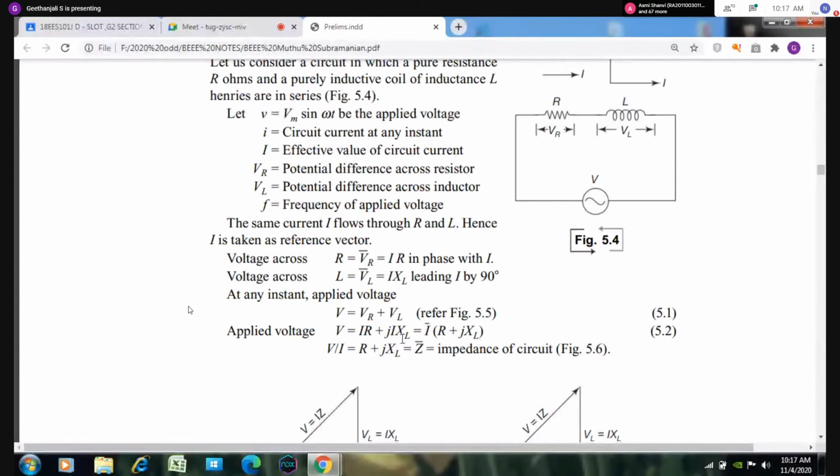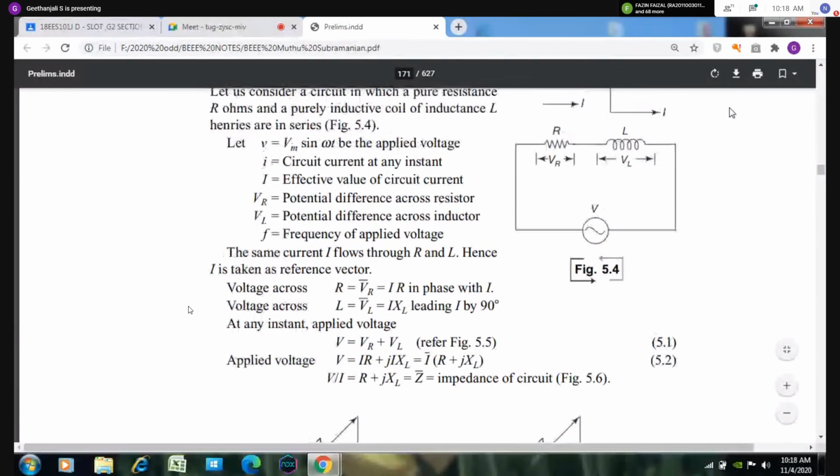Now, anybody tell me why they have multiplied VL alone with j? Why not VR? We have seen the j operator earlier, right? VR is not multiplied with j, but VL alone is multiplied with j. What is the reason? Anybody? Ma'am, because VR is along the x-axis and VL is along the y-axis, so there is a 90-degree phase difference.